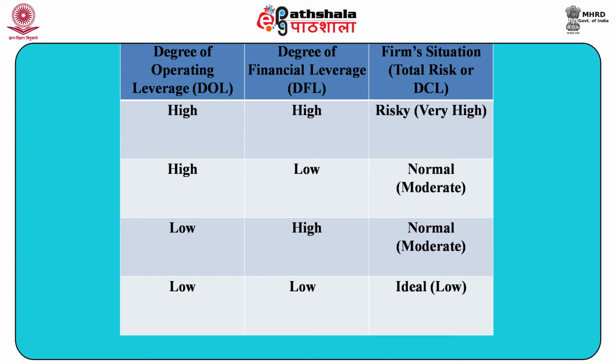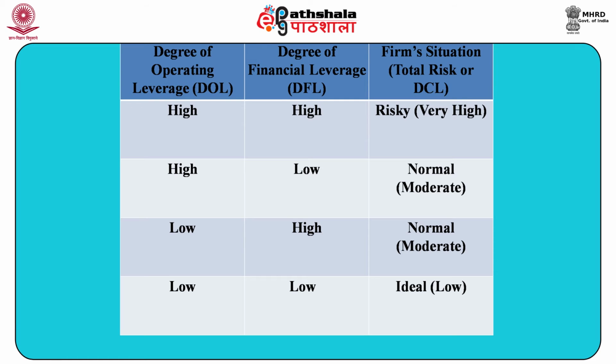If DOL is high and DFL is low, then the firm situation or total risk or DCL is normal or moderate. If DOL is low and DFL is high, then the firm situation or total risk or DCL is normal or moderate. If both DOL and DFL are low, then the firm situation or total risk or DCL is ideal or low.